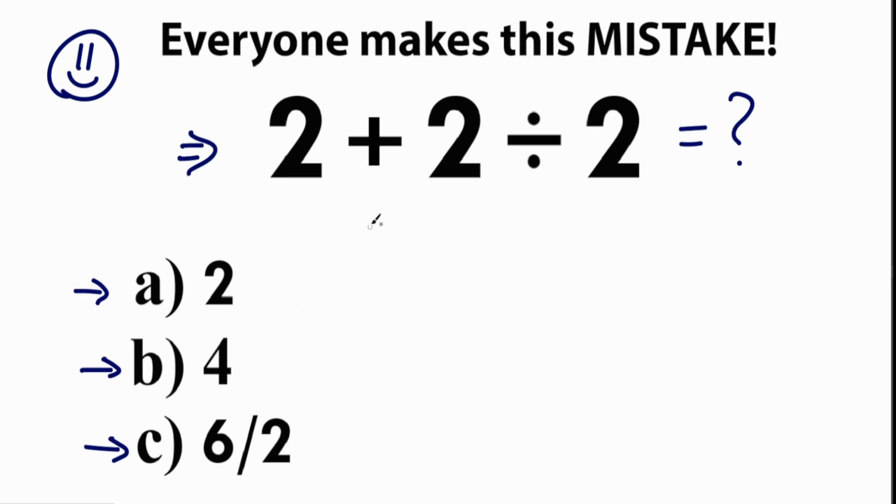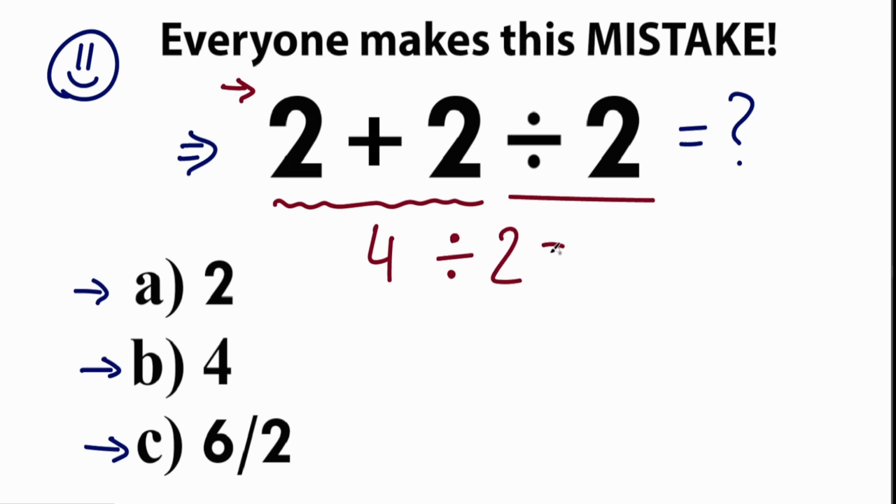Okay, so there are a lot of different students, and a lot of students might be saying, okay, let's go in a strict left to right order. So we have 2 plus 2 equal to 4. We still have this division by 2 on the right side, so we have 4 divided by 2, and the correct answer is 2. A lot of students say, okay, option A is a correct answer. They don't care about basic math principles, basic math algorithm, and they go to the next question.